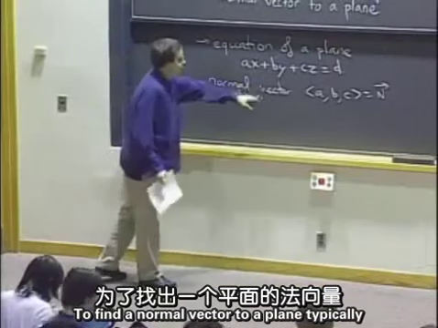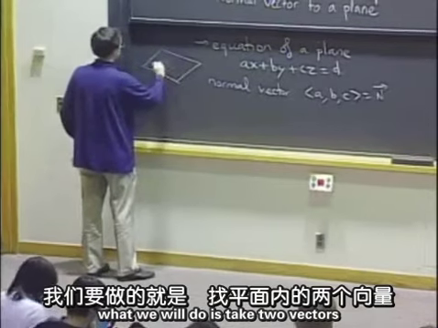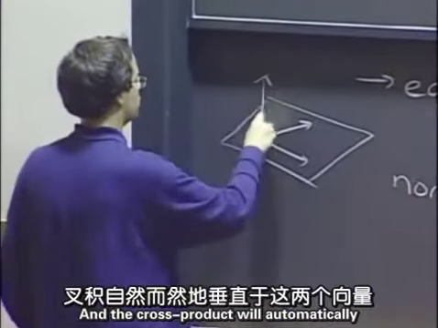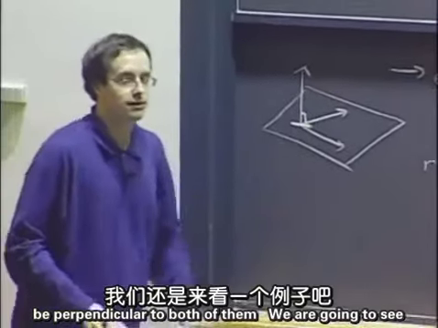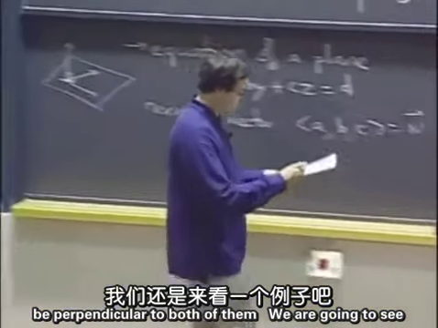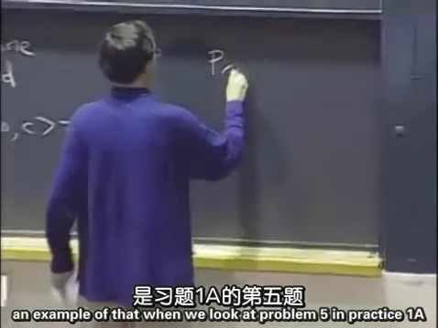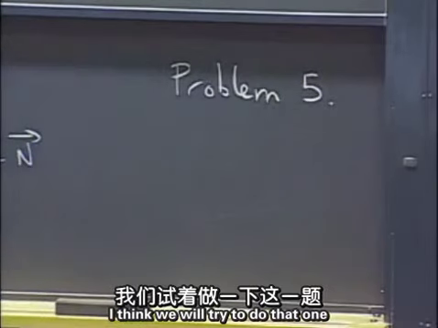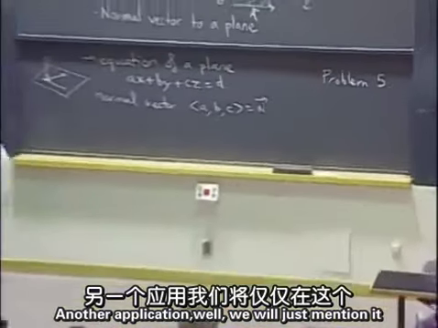So to find a normal vector to a plane, typically what we'll do is take two vectors that lie in the plane, and take their cross product, and their cross product will automatically be perpendicular to both of them. Okay? We are going to see an example of that when we look at problem 5 on practice 1A. I think we'll try to do that one.